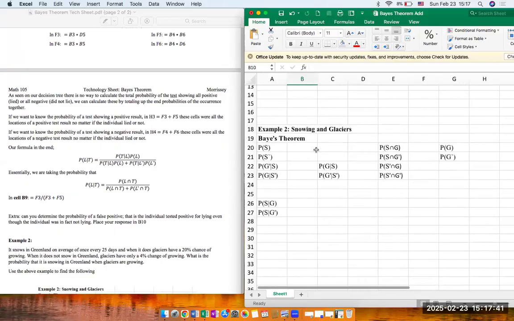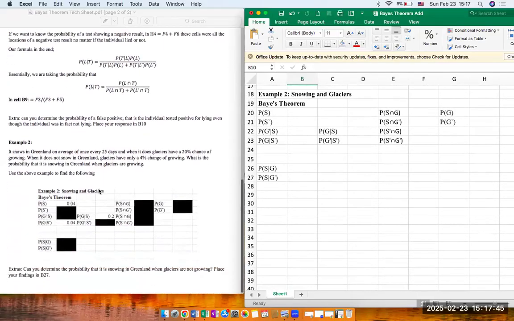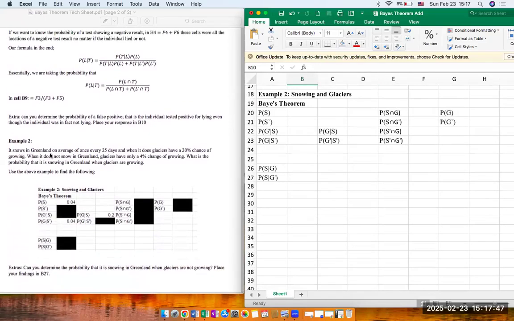Now let's move on to example 2. Snowing and glaciers, Bayes theorem. It says, it snows in Greenland on an average of once every 25 days, and when it does, glaciers have a 20% chance of growing.